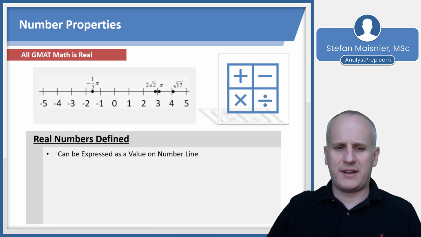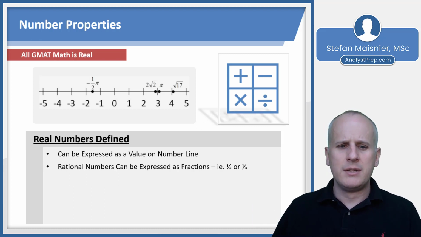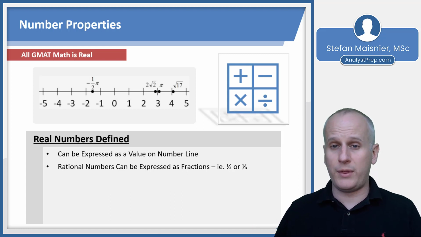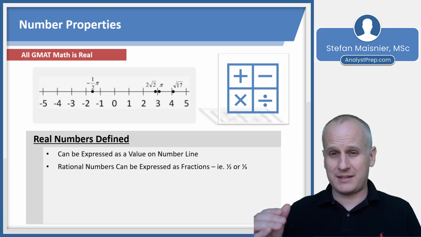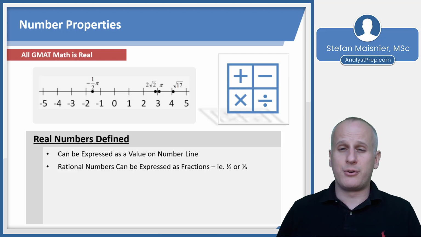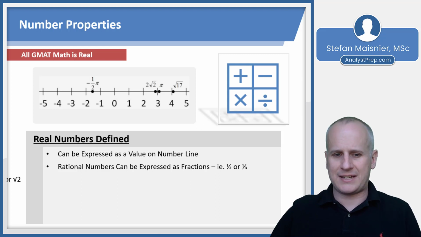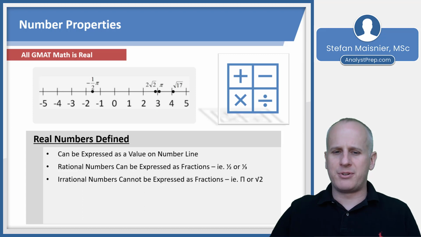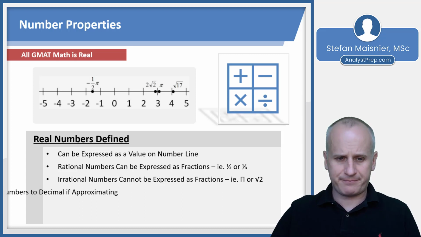So how are real numbers defined? They can be expressed as a value on the number line, whether they can be expressed as a fraction or not, as an integer or not. So rational numbers can be expressed as fractions, for instance, 1/2 or 1/3. That's what is known as a rational number because it has a numerator and a denominator, and some sort of repeating pattern in its structure decimally. Irrational numbers, however, cannot be expressed as fractions. So those are things like pi or the square root of 2.